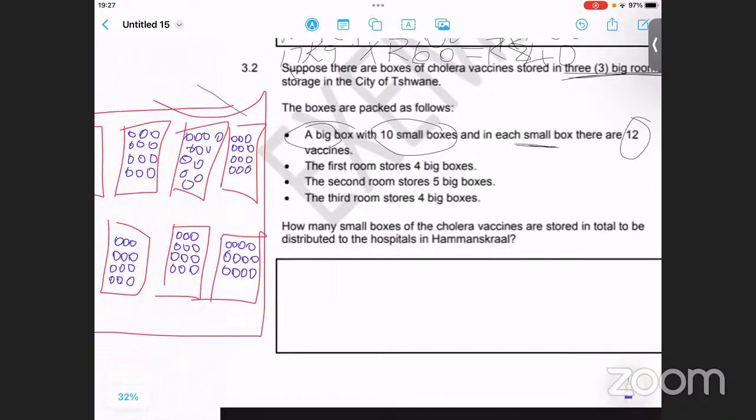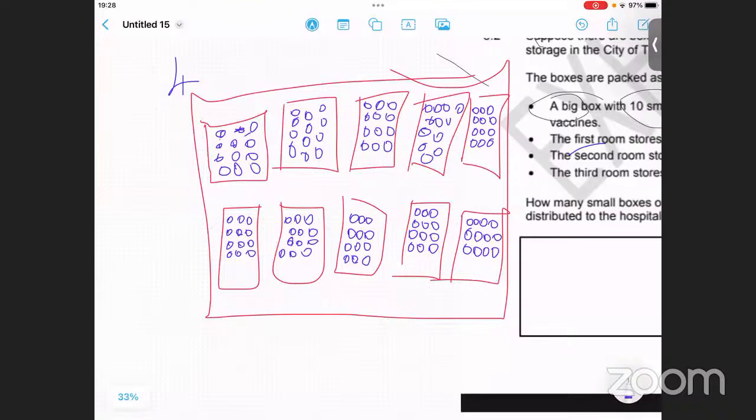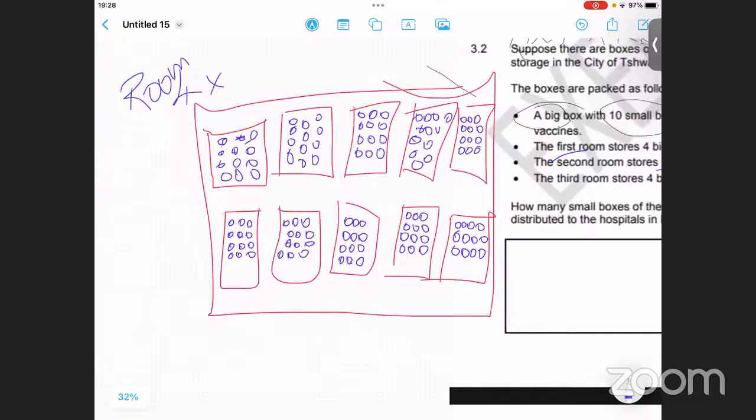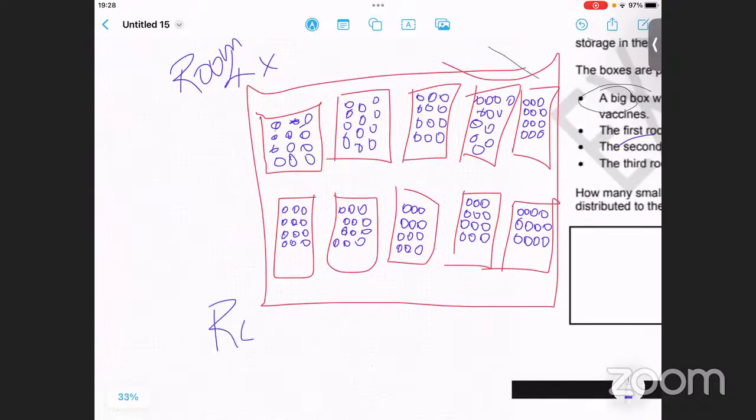They say the first room has 4 big boxes. And the second one stores 5 big boxes. So in room 1, we have 4 times. Okay, this is room 1. And then they say the second room has 5 big boxes, so room 2 is equal to 5 times, okay?